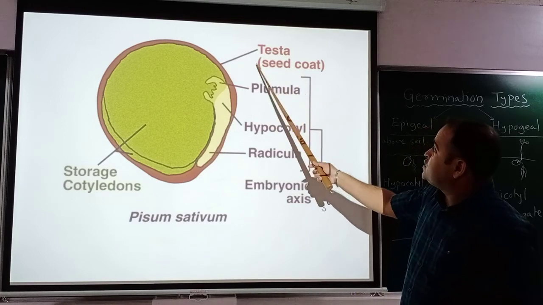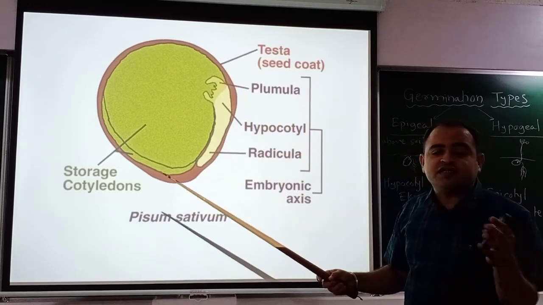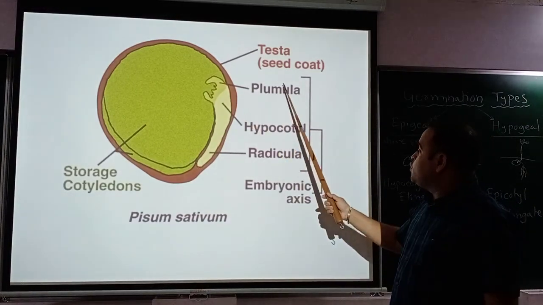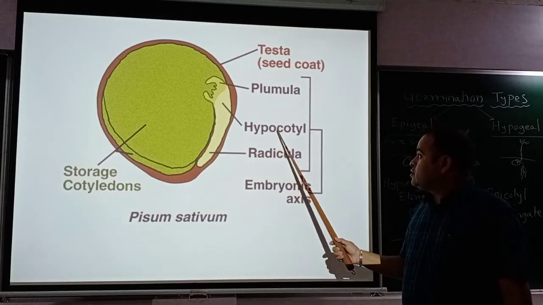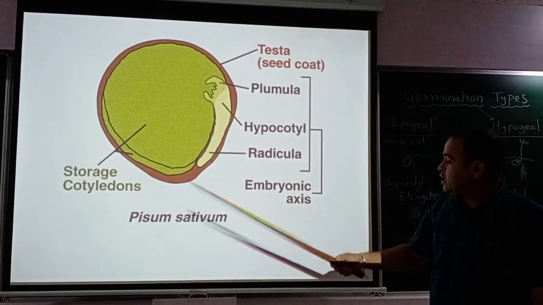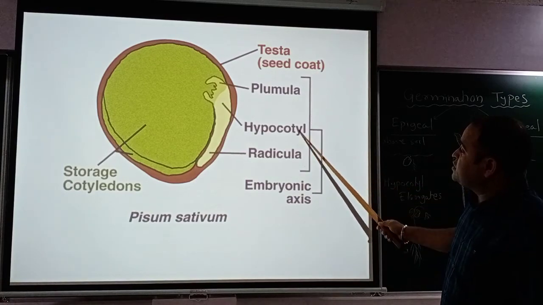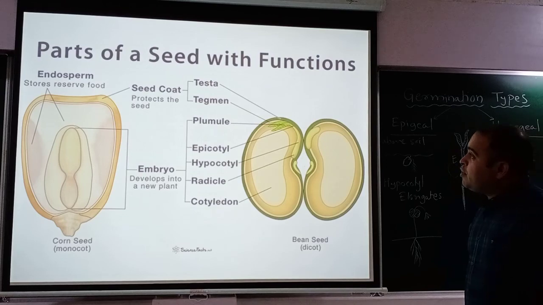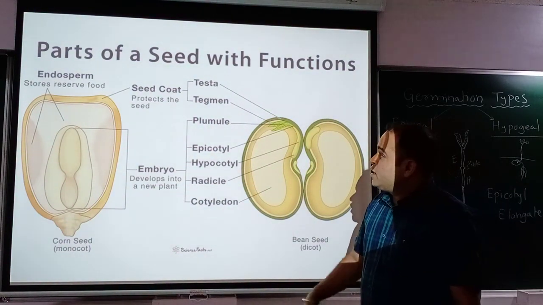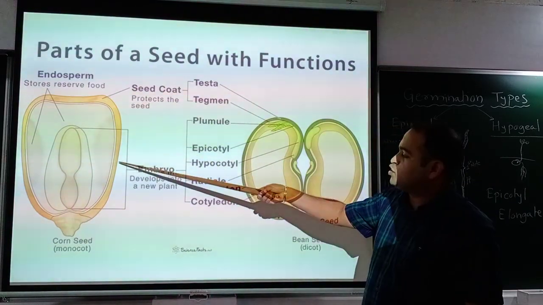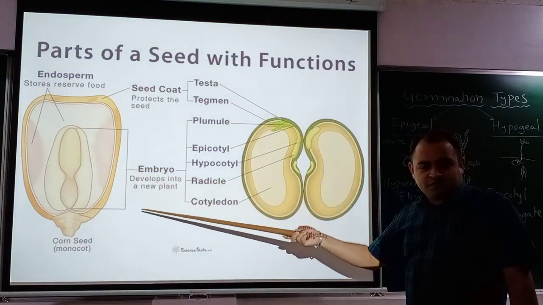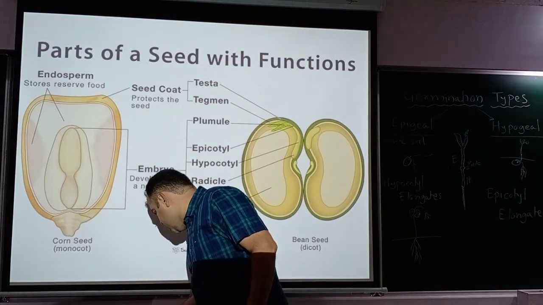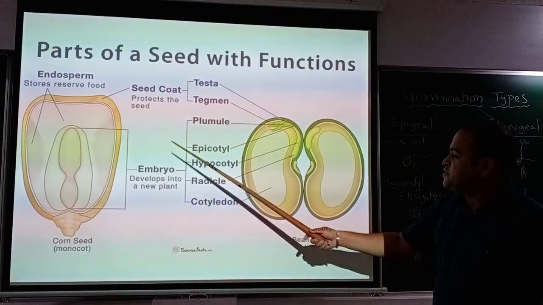Testa, that is seed coat, the inside of the testa is fused with the tegmen. This is plumule or plumula and radicula or radicle. This is hypocotyl, somewhere here epicotyl, and collectively this particular part is called the embryonal axis. Parts of a seed with functions. This particular section is of maize seed. I think in your NCERT page number 77 you can find this diagram.